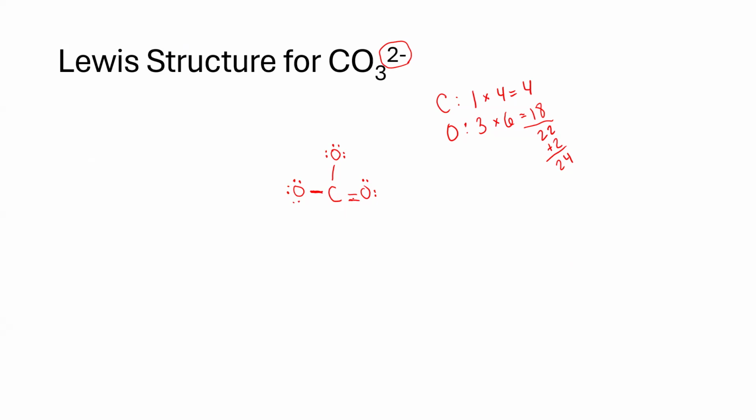Now I'm going to recount. When I recount, I have 2, 4, 6, 8, 10, 12, 14, 16, 18, 20, 22, 24, matches 24. This is the correct Lewis structure for carbonate, CO3 with a charge of -2. I will point out that for ions, we typically will put them in brackets and put the charge on the outside. Okay, but that's it. That's the Lewis structure. This one had a double bond.